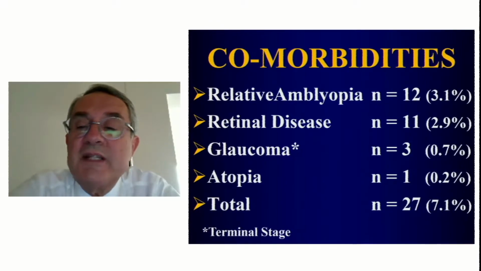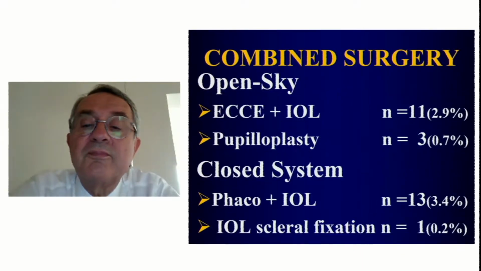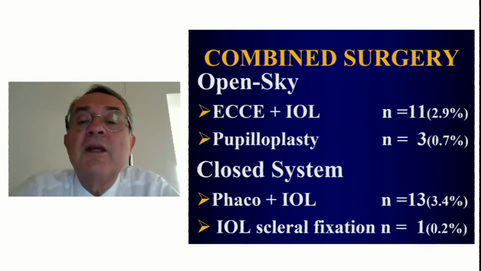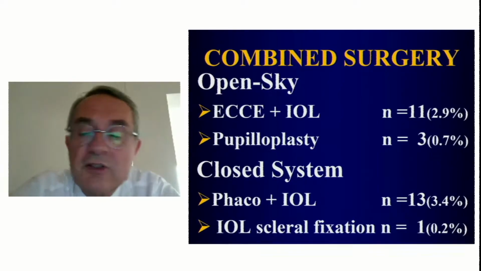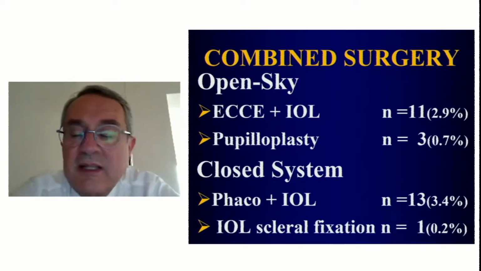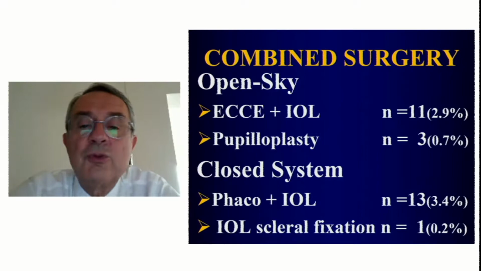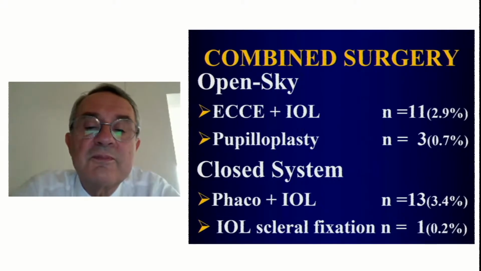Well, there were some comorbidities that were limiting the final result. Here they are listed. Next ones. And these are the associated procedures we have been performing. We have done open sky surgery and closed system surgery, depending on the situation of the cornea. Certainly in an eye with keratoconus, you can do phaco plus IOL. In an eye with a completely vascularized cornea, like the one before, you have to do it open sky. Next one.